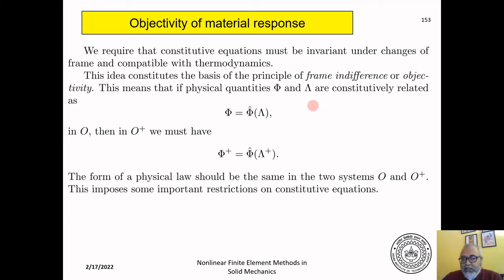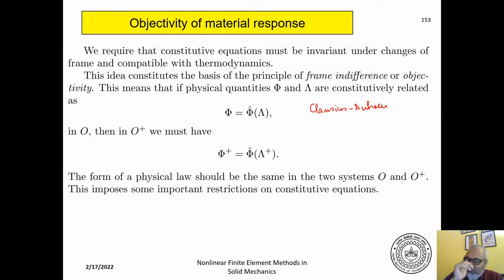So recall that we have learned about the Clausius-Duhem inequality, which is an inequality formulated by taking both the first and second laws of thermodynamics into account. And we have also learned the principle of material frame indifference. We have seen what frame indifference means for various physical quantities. Now, these two together impose certain restrictions on the kind of constitutive equations that we can have.